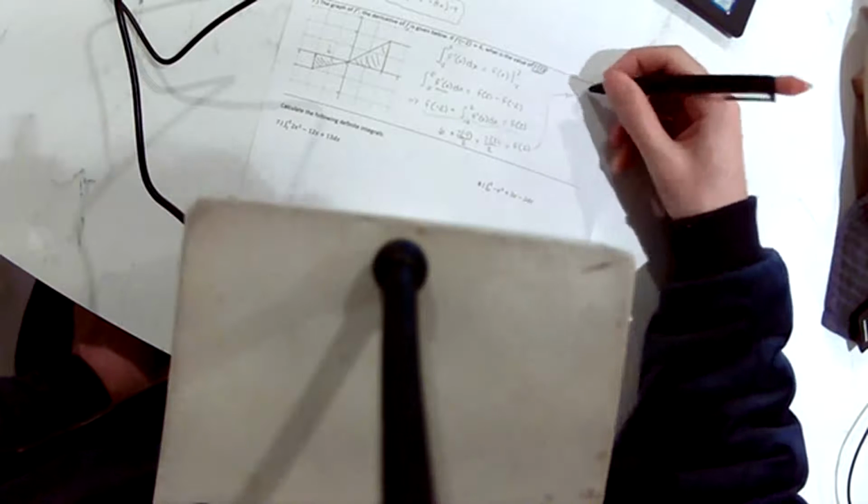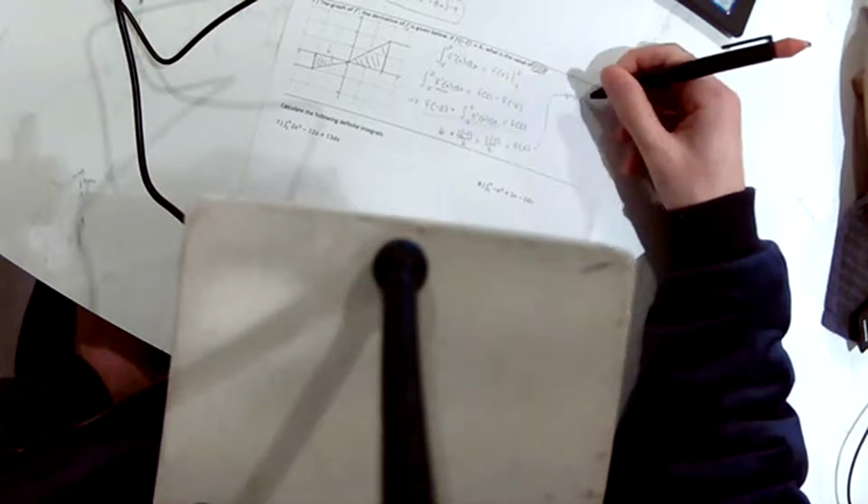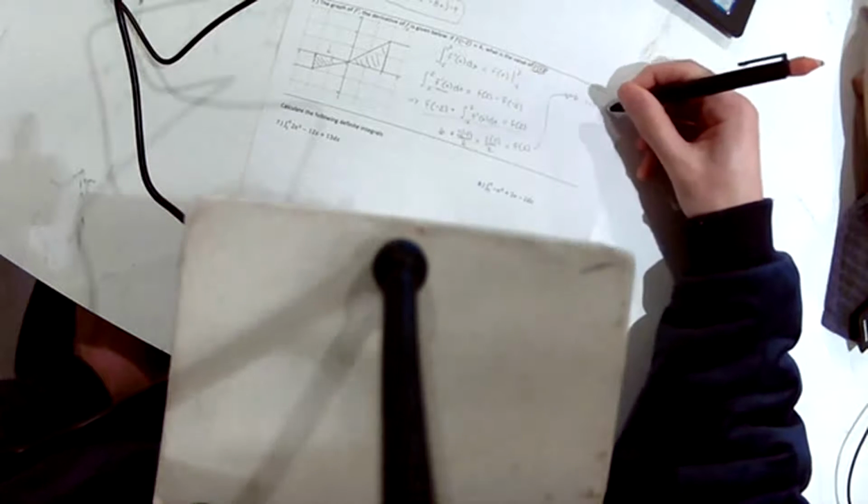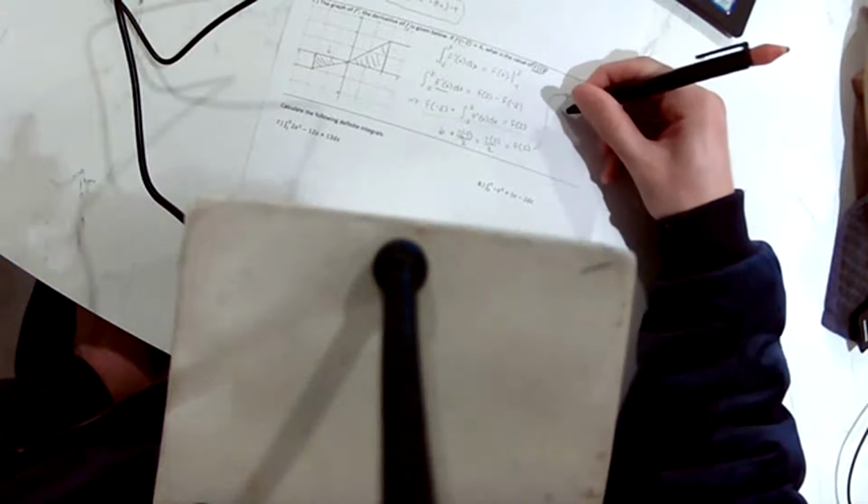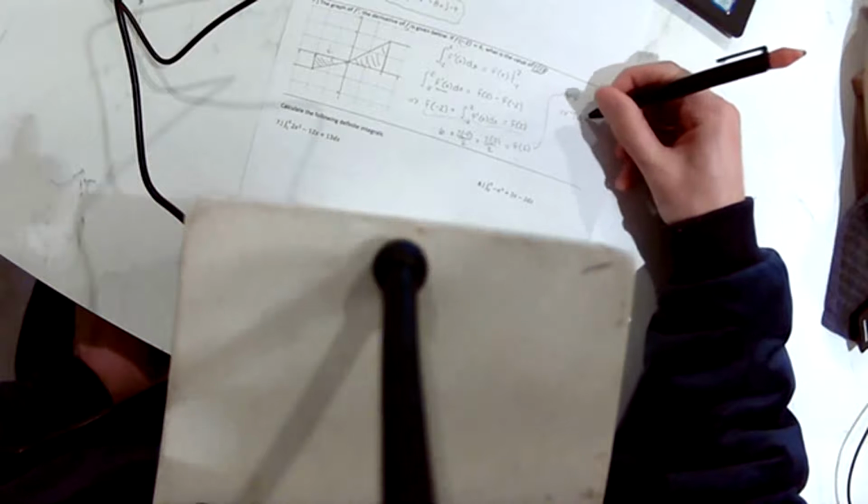And so therefore, this is what? 6 minus 1 plus 2 equals f of 2. And therefore, 5 plus 2, 7 equals f of 2. All right, we did it.